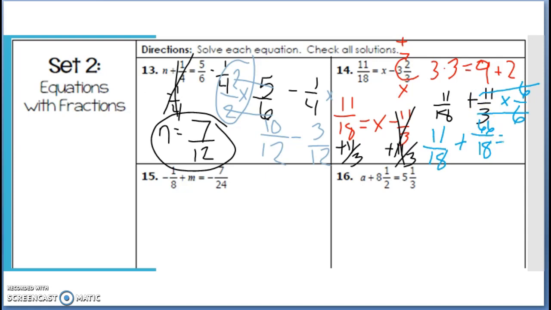So our final answer is going to be 66 plus 11, or 77/18. So final answer, I'm going to have to write it in number 16 a little bit. X equals 77/18. So I would type that in my calculator, 77 divided by 18, hit equals. It'll probably give you a decimal.